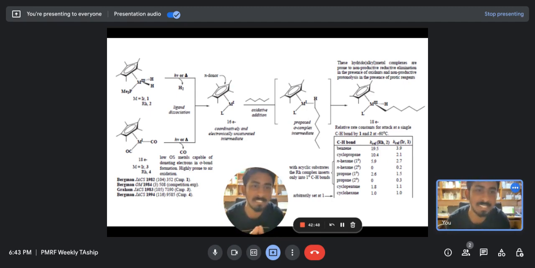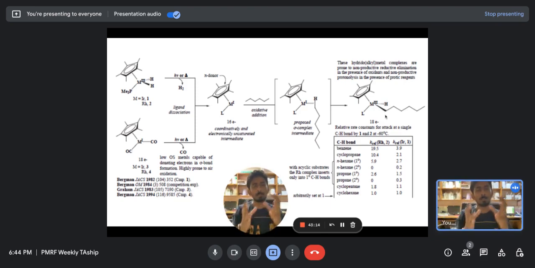Now this C-H bond gets activated and we have this carbon bound to the metal center and this hydrogen bound to the metal center. Since this is oxidatively added, the metal goes from +1 to +3 oxidation state. Now, these hydridoalkyl metal complexes are prone to non-productive reductive elimination in the presence of oxidants and non-productive protonolysis in the presence of protic reagents. You can see this is a metal hydride species, this is a metal carbon species, and if it has nothing to react with, it will again undergo reductive elimination.